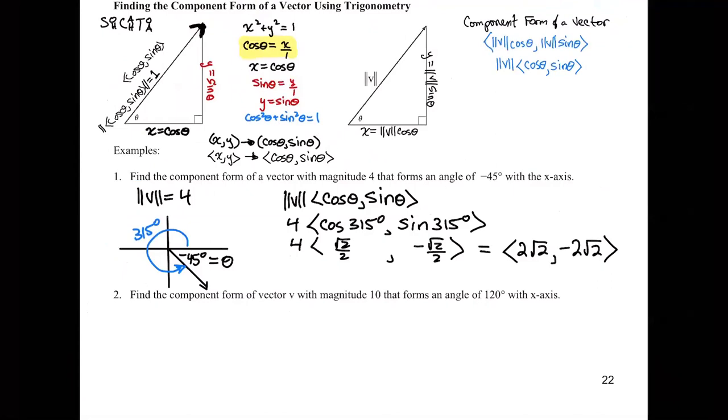And that's really it. It's just computational stuff. We'll get into the calculus associated with this soon enough, but for now we've got to get the skills down. Next: find the component form of a vector v with magnitude 10 that forms a 120-degree angle with the x-axis. So that's in the counterclockwise direction, so we're looking at something like that.